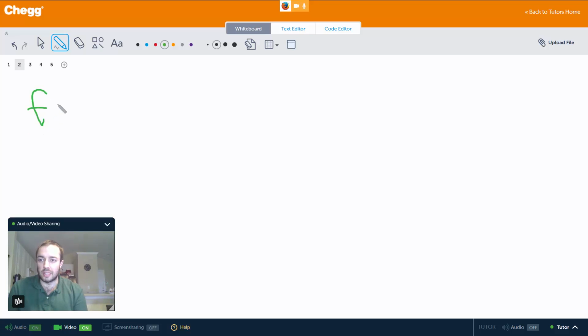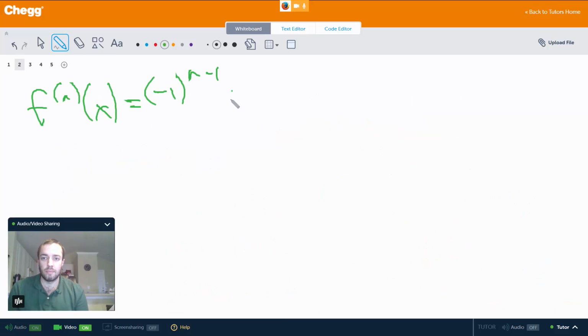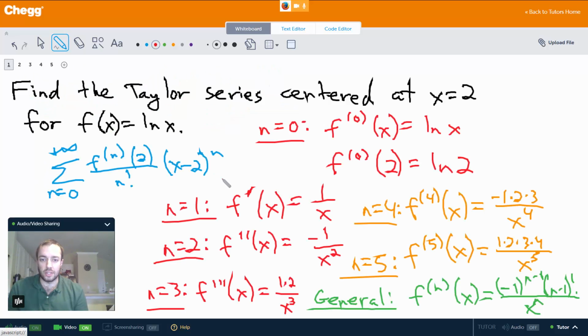So let's go ahead and rewrite this a little bigger so it's easier to see. The nth derivative of f evaluated at x is, in general, negative 1 to the n minus 1 times n minus 1 factorial, all divided by x to the n. Okay, so in particular then, remember what we really care about is all the stuff evaluated at 2. Okay, this is really what we want, all that stuff evaluated at 2, and then divided by n factorial. So let's not forget that.